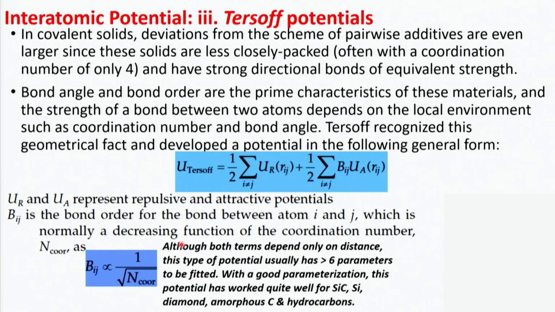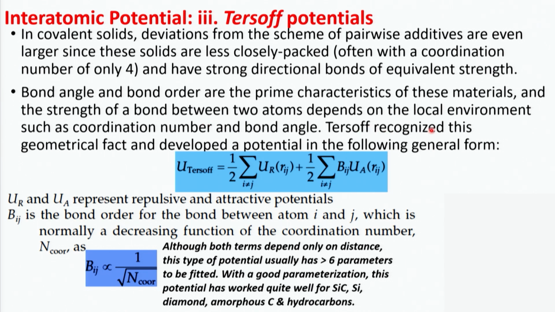Now comes the Tersoff potential. These Tersoff potentials we can basically use for covalent solids. In covalent solids, the deviation from the scheme of pairwise additivity is even larger, since these solids are less closely packed, open, with a coordination number of only 4 and have strong directional bonds of equivalent strength. So bond angle and bond order are the prime characteristics of these materials, and the strength of a bond between two atoms depends on the local environment such as the coordination number and also the bond angle. So somewhere we need to use this coordination number.